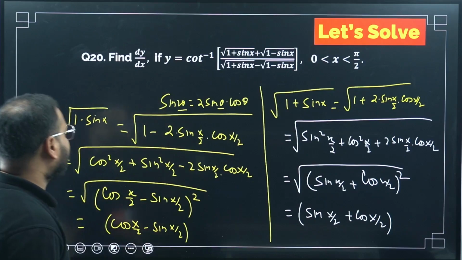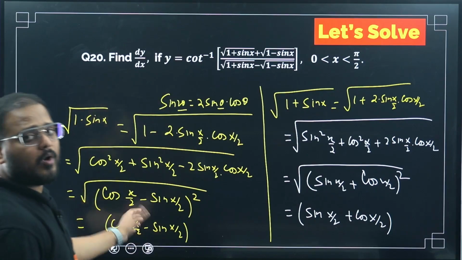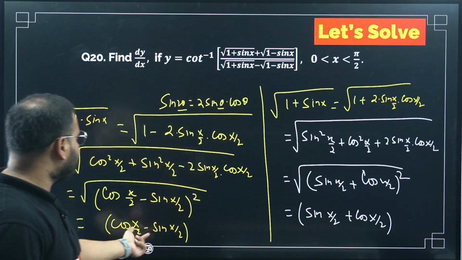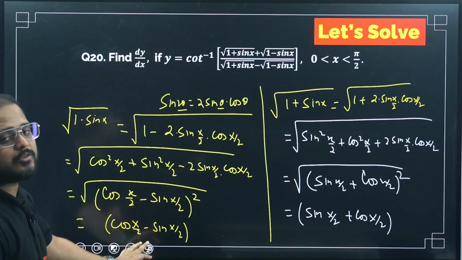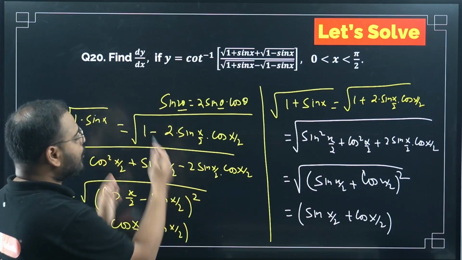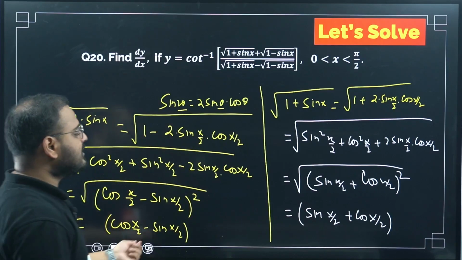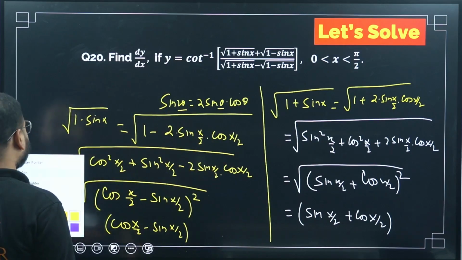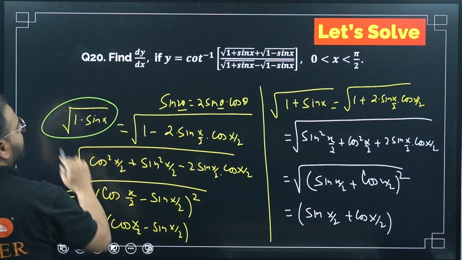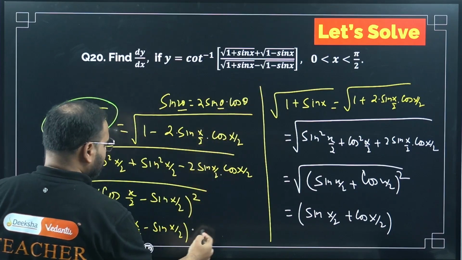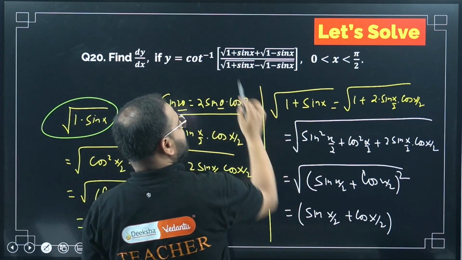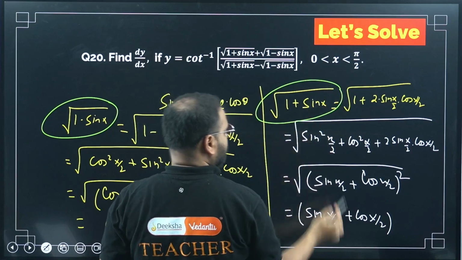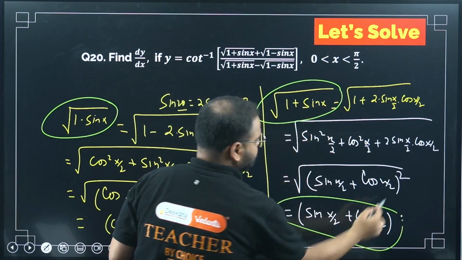I can take the opposite also, sin x by 2 minus cos x by 2, but I don't want that in this particular case. That's why I've taken it this way. I require this format: cos x by 2 minus sin x by 2. So please understand this. This root is equal to this value, and this root plus 1 is equal to this value.